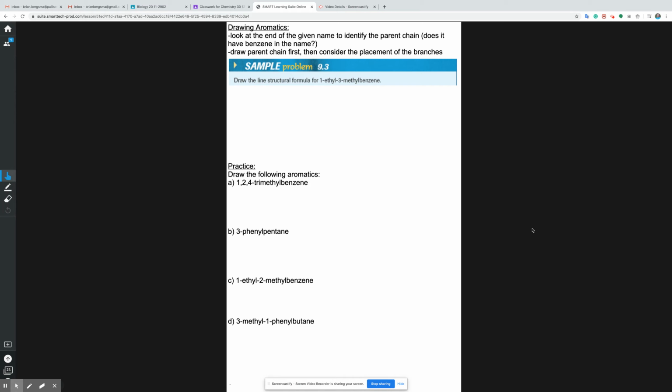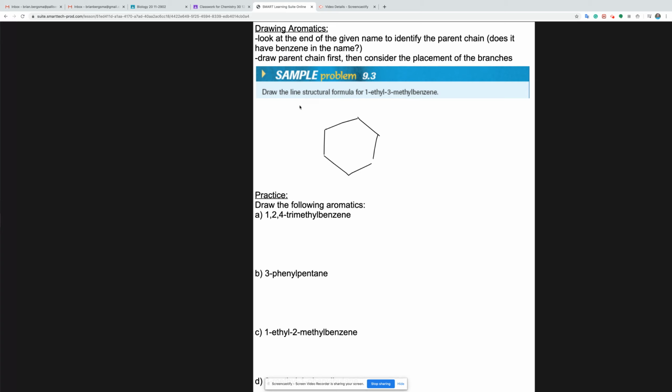When we're drawing them, we look at the end of the name given to identify the parent chain. If it has benzene in the name, we start by drawing the benzene. So in this case, we'd start with benzene. This is probably going to be hard to draw here with my mouse, but we'll see. It's asking for the line structure, so I don't need to draw each carbon. So there's my benzene.